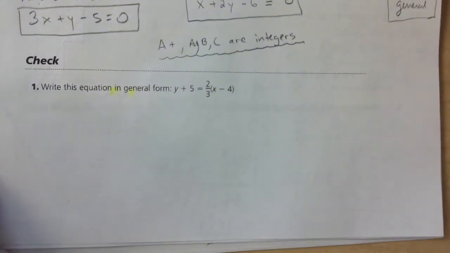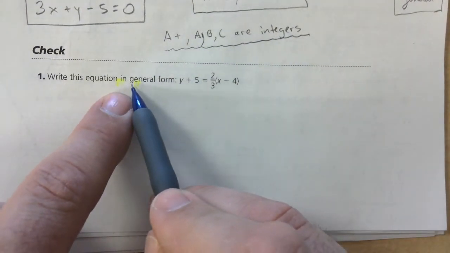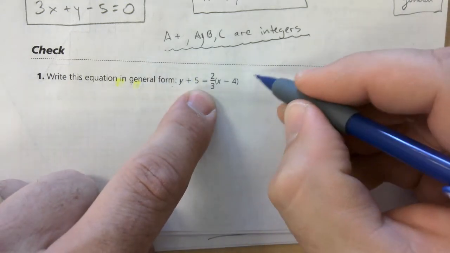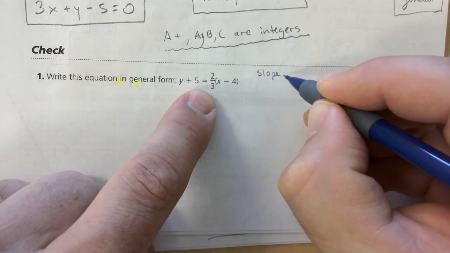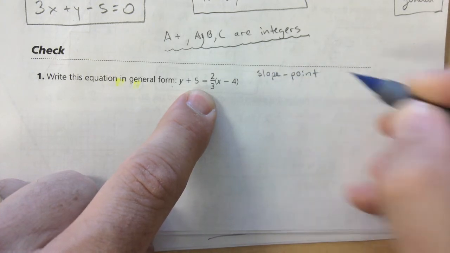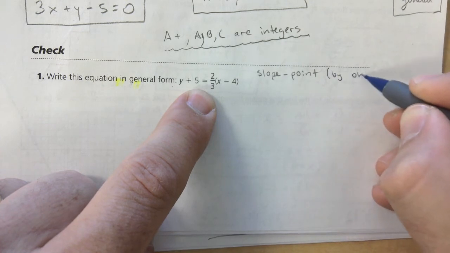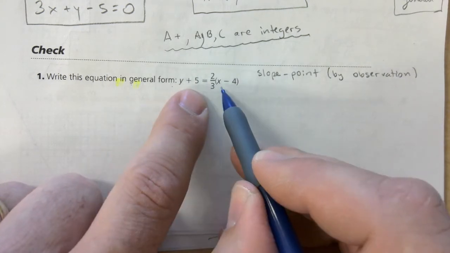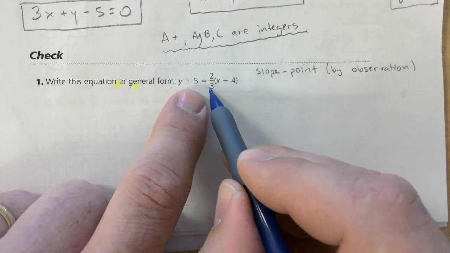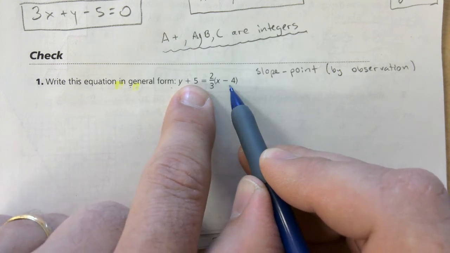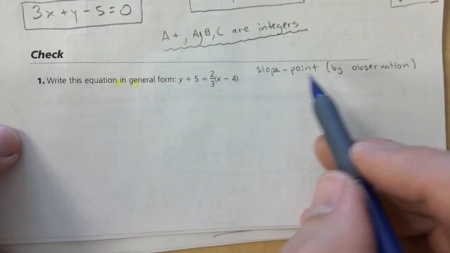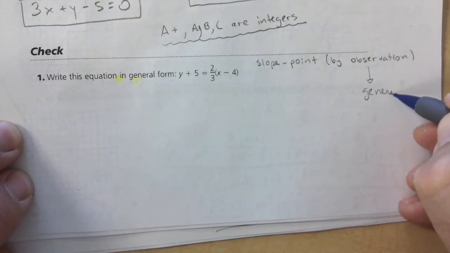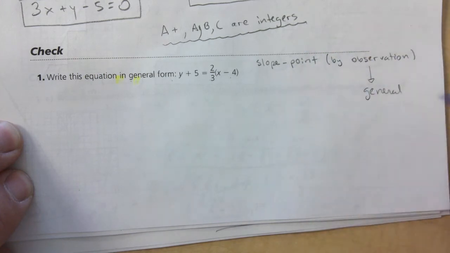Okay, now write this equation in general form. So you should recognize, yeah, that's what I want. And you're given this. What form is this? This is slope-point, and this is again by observation. You should be able to observe just the format of it and be like, yep, this is slope-point, right? Got a slope and a point that is not the y-intercept. And so we're going to go from slope-point to general. That's what we're doing here.